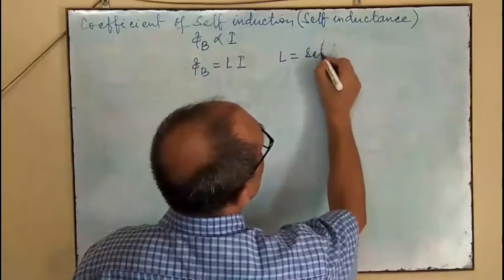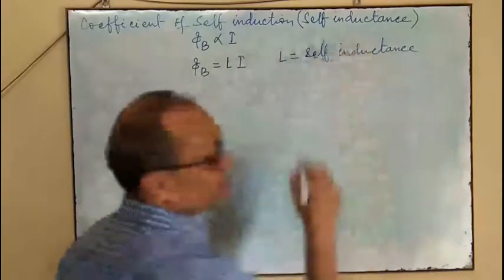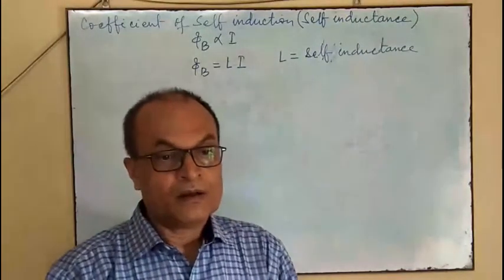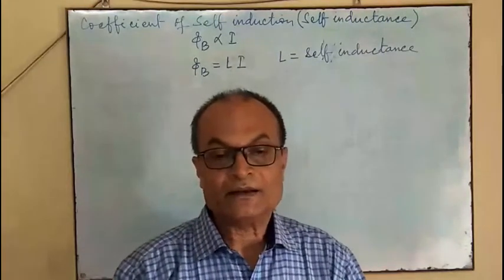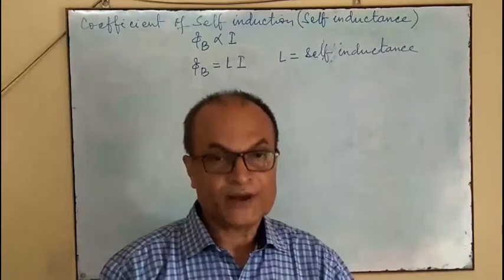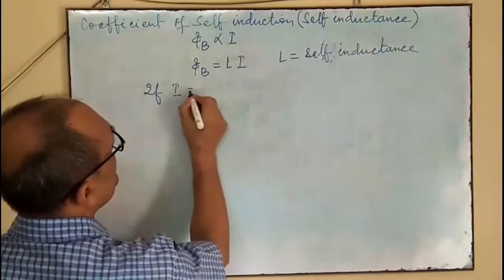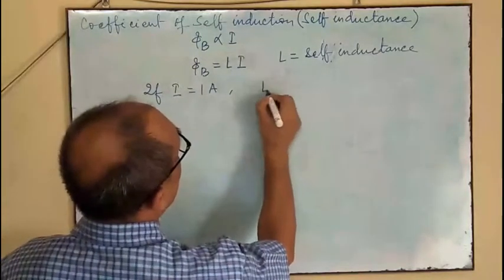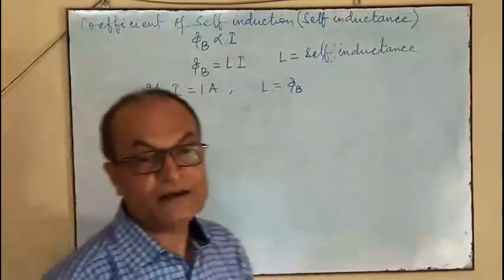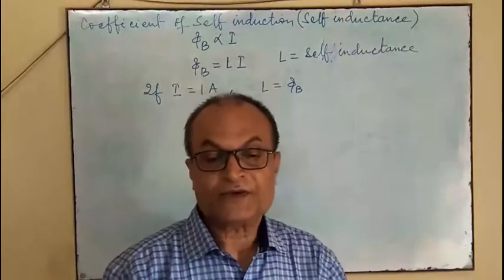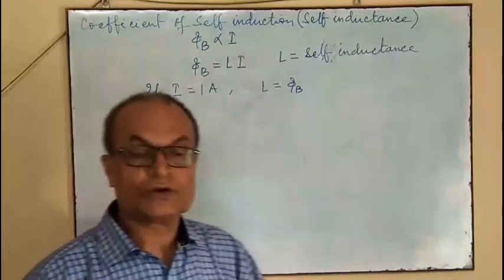So this L is known as self-inductance. L is the self-inductance. Thus the coefficient of self-induction of a coil is defined as follows: when the value of I is 1 ampere, then L becomes phi B. So on the basis of this we can define self-inductance as the magnetic flux linked with the coil when unit current flows through it.